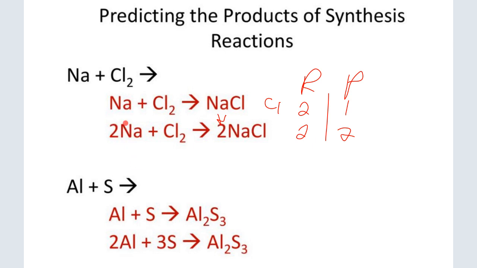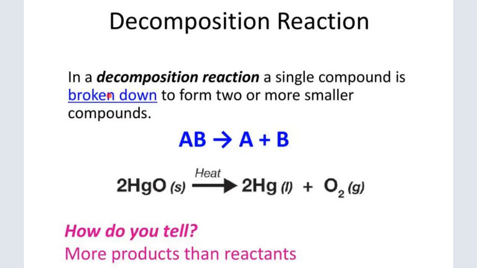So that is 2 gives us 1: more reactants than products. In a decomposition reaction, a single compound is broken down into smaller compounds. How can you tell? More products than reactants.